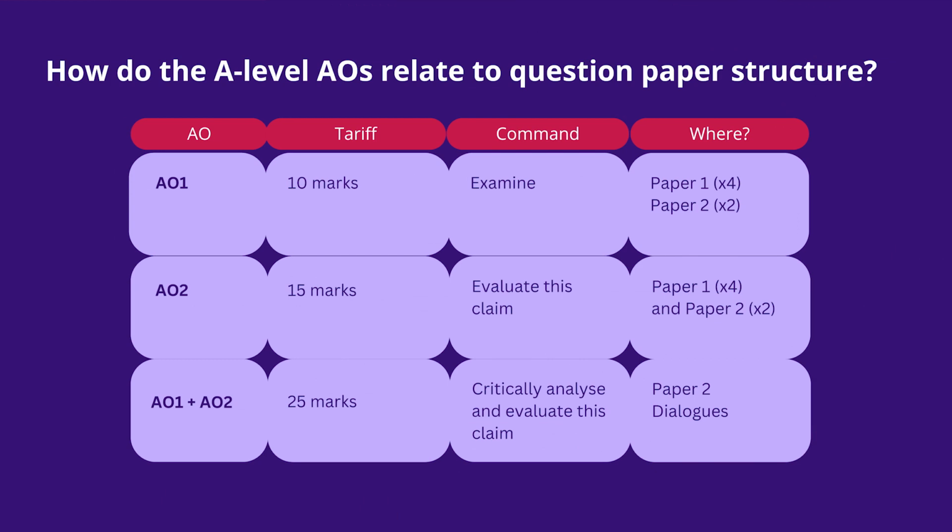At A-level, 10-mark AO1 questions will be asked throughout the philosophy, ethics and religions sections. AO2 is then assessed in the 15-mark questions. Then finally, in paper 2 dialogues, students are assessed via 25-mark questions that combine both the AO1 10 marks and the AO2 15 marks. This allows for synoptic links to be made across spec content.